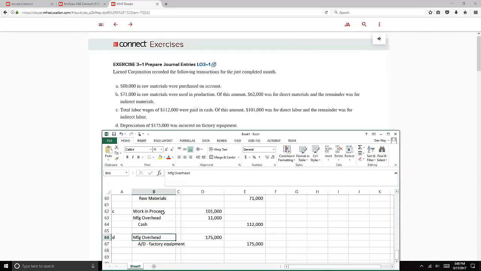And then just to highlight what we did in C, since that's still on the screen here too, we had total labor of this 112. When it comes to journal entries and T accounts, we just need to make sure we're separating the direct and indirect costs. Anything indirect needs to hit manufacturing overhead. Anything direct needs to go directly to work in process.